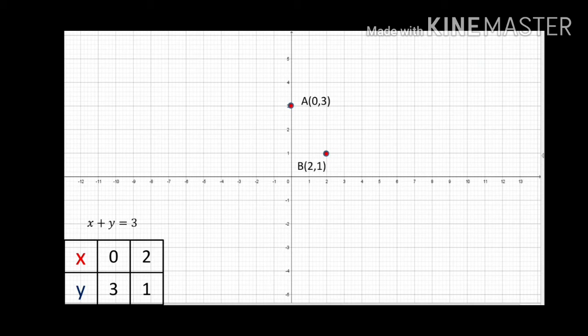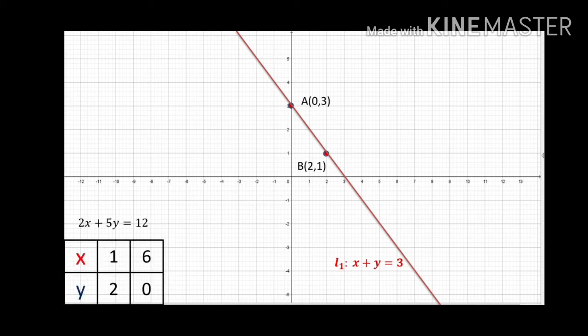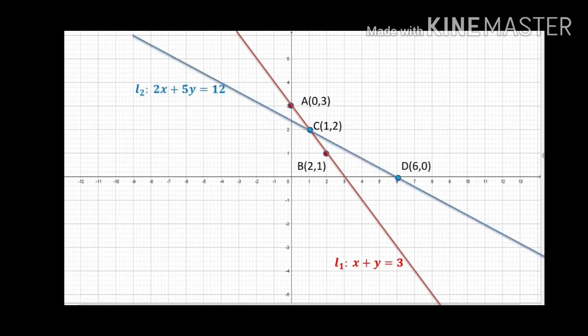Now we will draw a line through these two points. And the line will be x plus y equals 3. That is the first equation. As it is a linear equation, remember, it will always be a straight line. Next, 2x plus 5y equals 12. So the first point is (1, 2), so you have to plot (1, 2). Then D, it will be (6, 0). That's the second point. So (1, 2), (6, 0). So we will draw the line for the second equation.